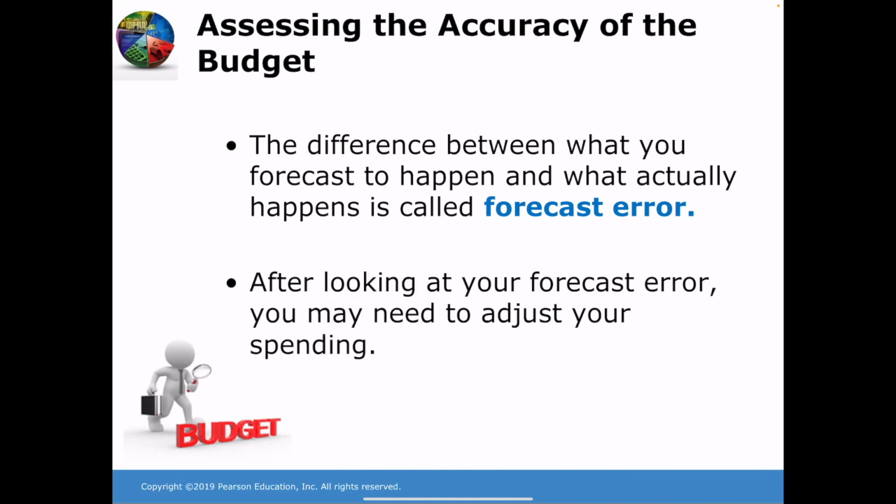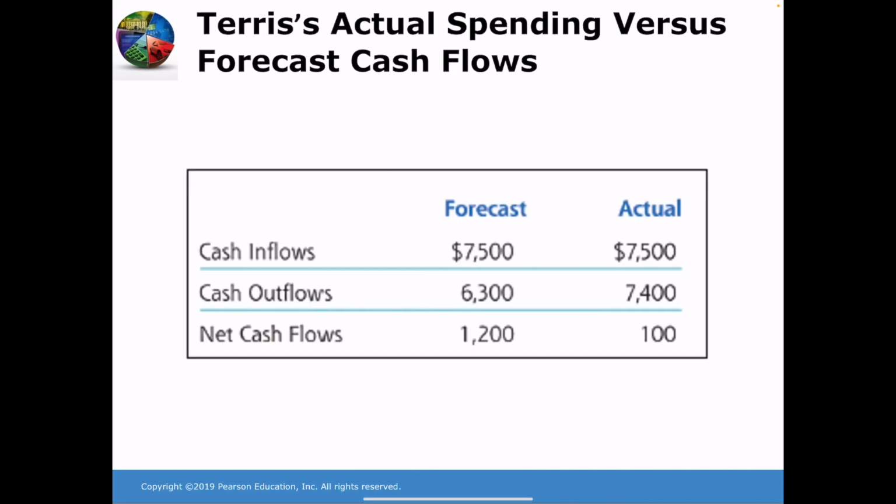After looking at your forecast error, you may need to adjust your spending. Again, it's important to monitor your budget because errors can occur that need to be fixed. You may need to increase income or decrease your outflow to fix this. If you just look at this little example again, this is the last 3 months of Terrace's actual spending. The forecast is here, what he thought he would spend, and this is what he actually spent.